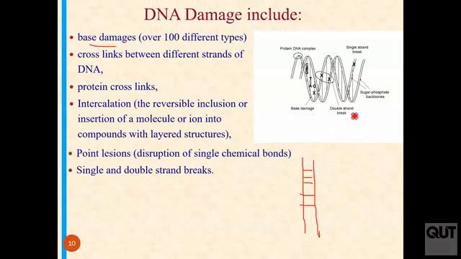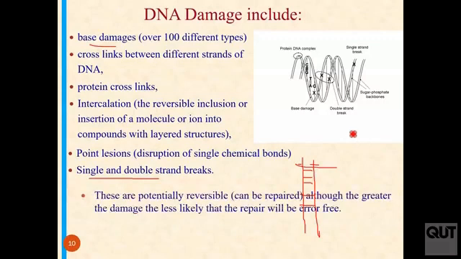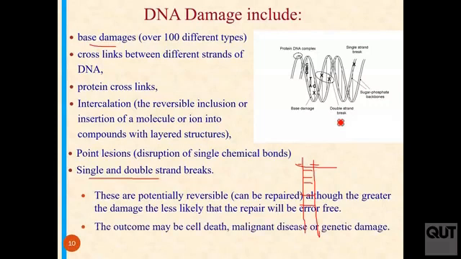You can get disruption of the chemical bonds, but the main thing that we're interested in is the single and double strand breaks of the DNA. So breaking the actual outside, or breaking across there. These strand breaks can be repaired, although the greater the damage, the less likely that the repair will be error-free. And then the outcome of incorrectly repaired DNA can be cell death or malignant disease or genetic damage.